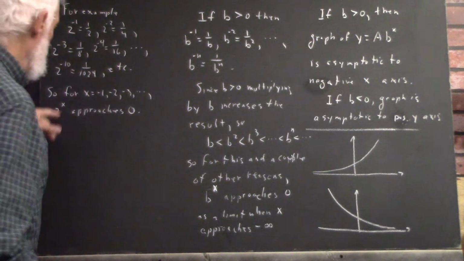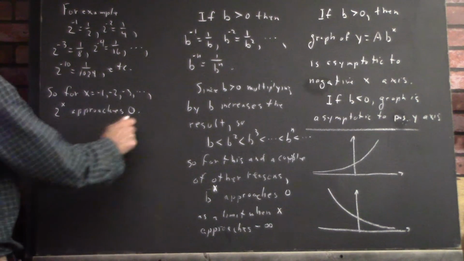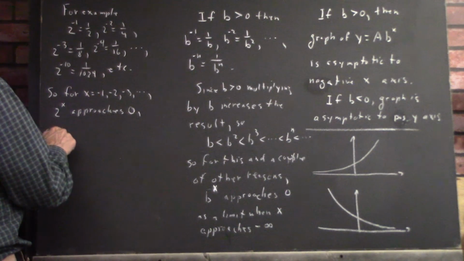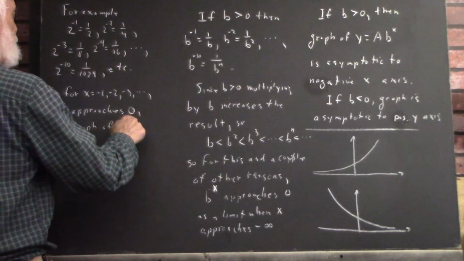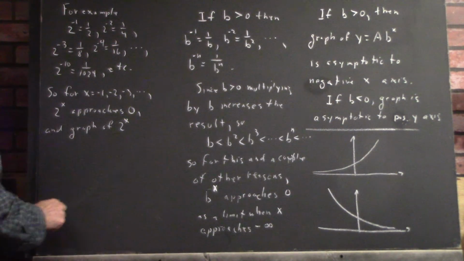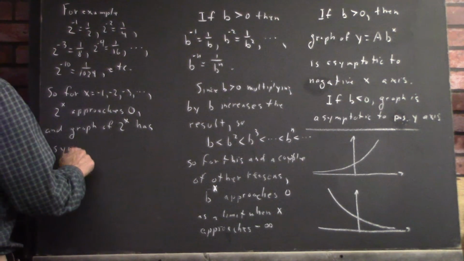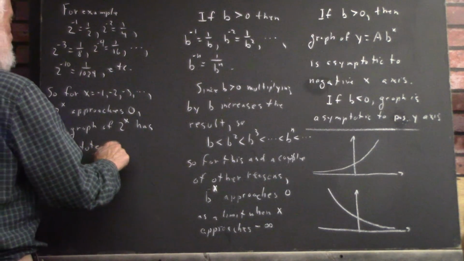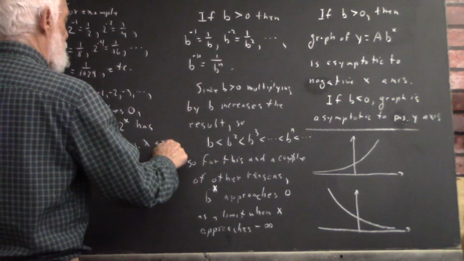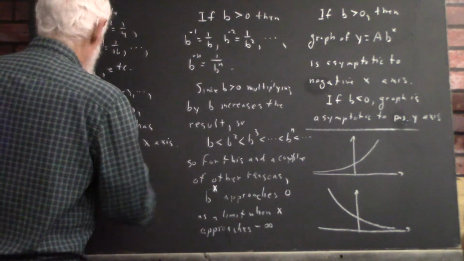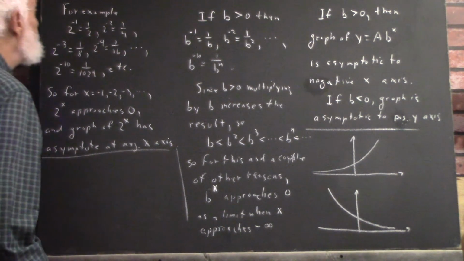So for these x values, -1, -2, and so forth, 2 to the x approaches 0. And the graph of 2 to the x has an asymptote at the negative x-axis. Okay?